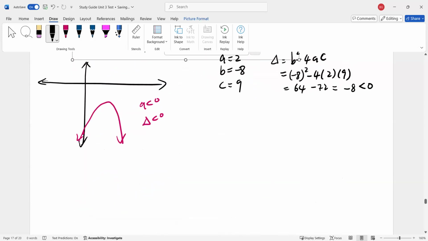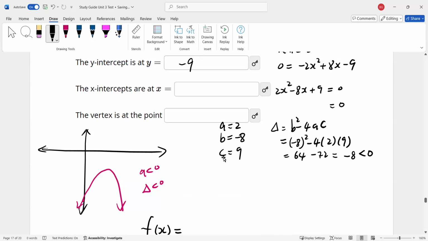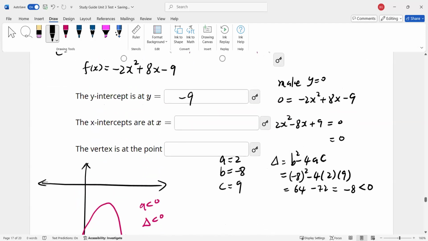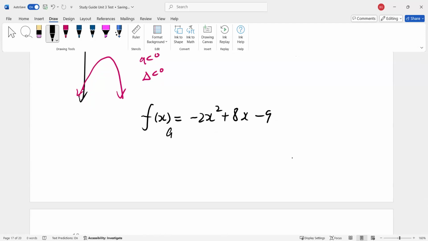So I'm going to write the function again because I need to see it better. That is -2x squared plus 8x minus 9. Double check. Okay, so A equals -2, B equals +8. So H equals -B over 2A. B is 8. A is -2. Twice of A is -4. -8 on the top, -4 on the bottom. So H is 2.